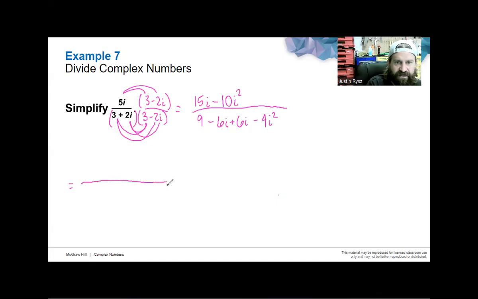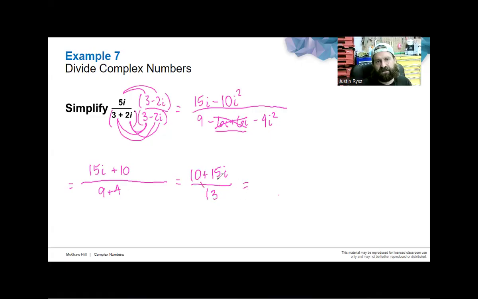Next, what I like to do is simplify, combine like terms, or change our i squared. So if I got 15i, and if I had minus 10i squared, that's going to become a plus 10 because the i squared is going to be a -1, which is going to turn the -10 into a positive 10. And at the bottom here, we can combine these like terms, so it actually cancels each other out, and then we get 9 plus 4. Now I'm going to put the real number part first. So I'm going to put a 10 first and then 15i on the top, just putting it in the proper order. And the bottom becomes 13.